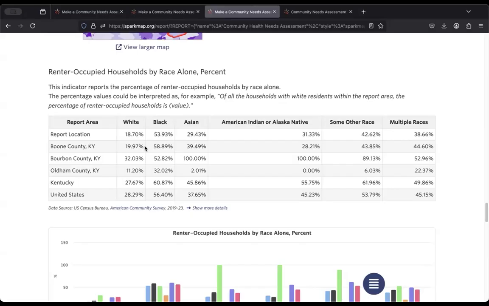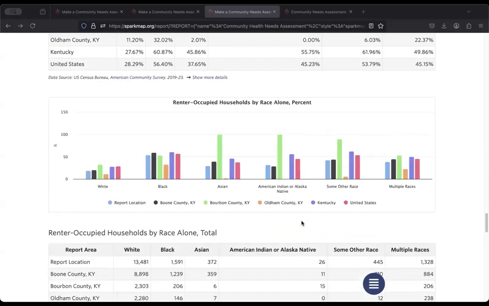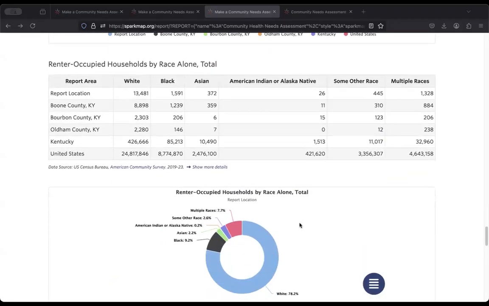So we also see that even those small numbers for Asian and American Indian, those folks are more likely to be renters in Bourbon County than they are in other places, right? So that gives us a little bit of insight as well in terms of, are we providing opportunities for people that are other than white to be homeowners, to get through that process, to get the financial assistance they need?